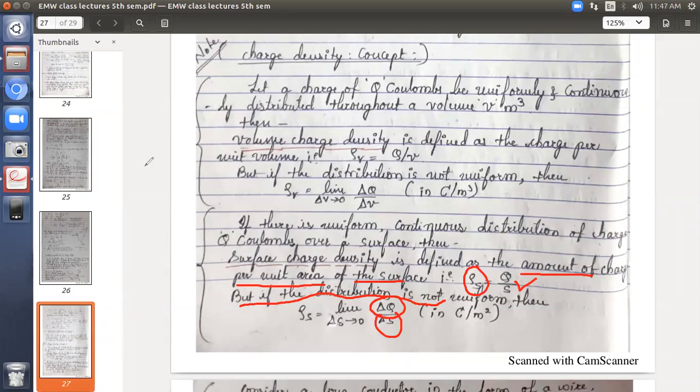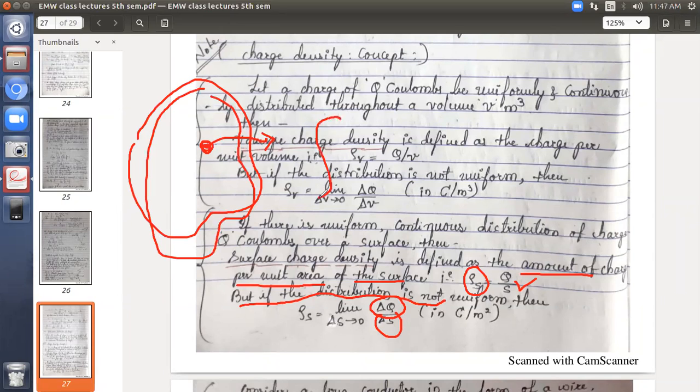It's a general tendency. Even in your integrations, if some concept has to be applied to a broader area, first we consider a smaller part and apply the concept there. Then for the whole area, we go for integration and get the overall value. The same thing is happening here. If it is non-uniform, we consider smaller cases, and further it can be extended to the entire volume or entire surface.